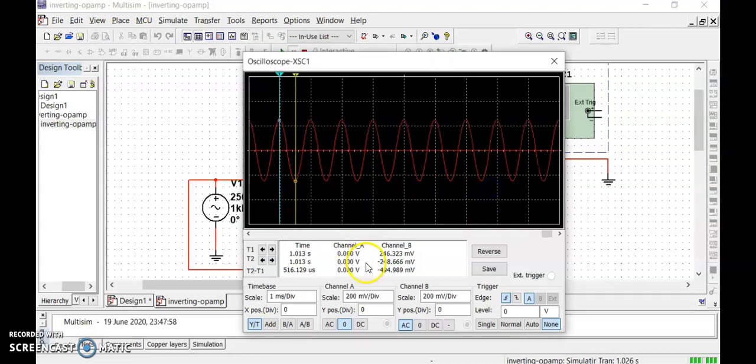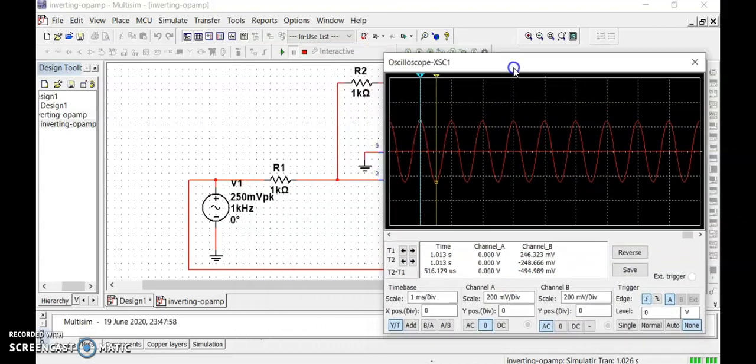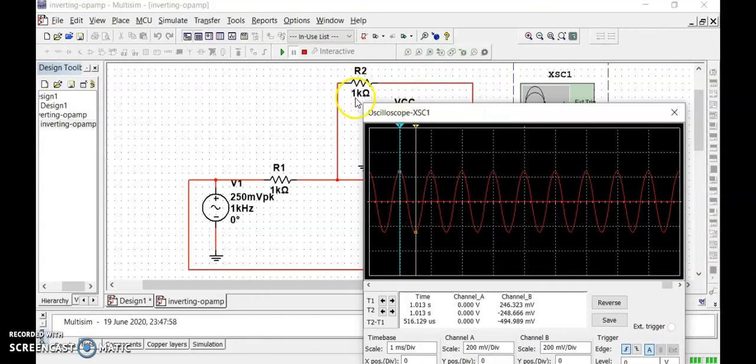Now peak to peak voltage, channel B voltage is around 494. Previously it is also 494. So input V0 is equal to Vi. For the 1 kilo ohm resistor, RF value is 1 kilo ohm and RI is 1 kilo ohm, and input voltage value is 250, that is 500 millivolts. Our output is also 500 millivolts.